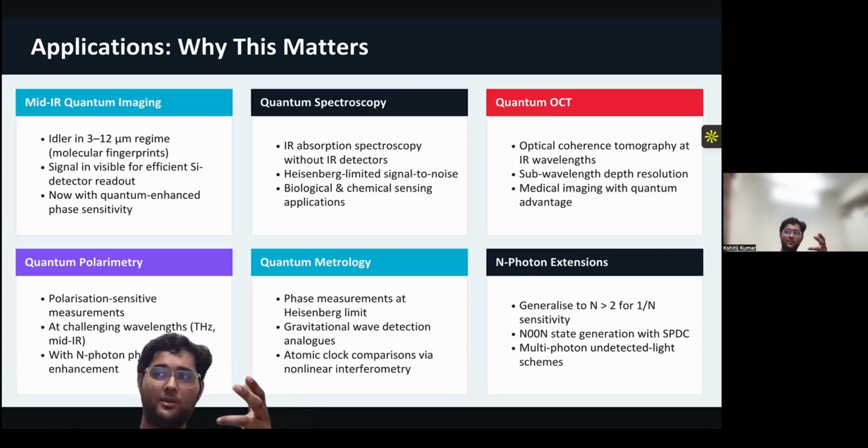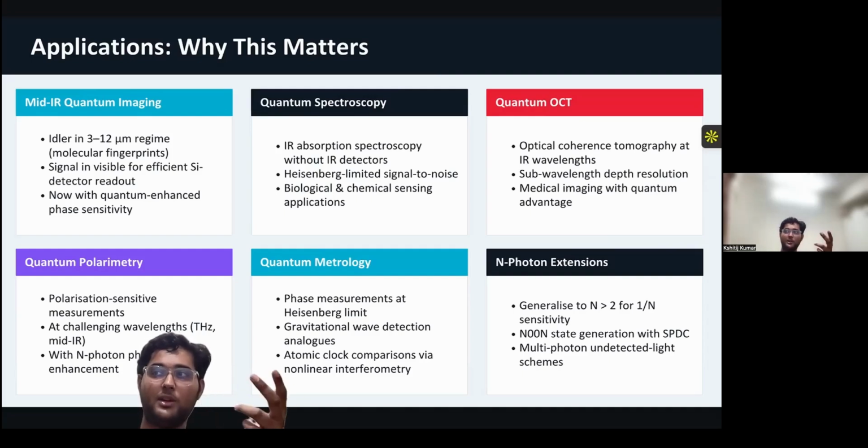Quantum OCT and polarimetry. Optical coherence tomography is already in clinical use for retinal imaging. The undetected photon versions use infrared and reduced tissue scattering while reading depth information from the visible signal fringe. 2-photon coherence improves the phase sensitivity of each depth slice. Quantum polarimetry extends this to birefringent samples.